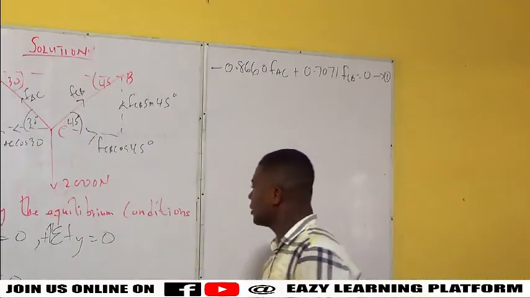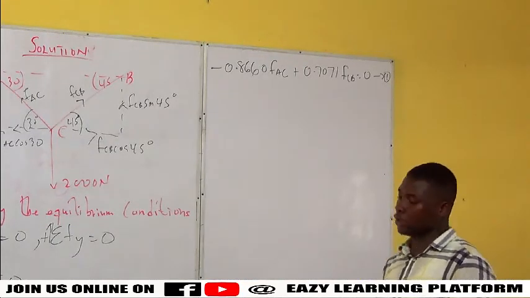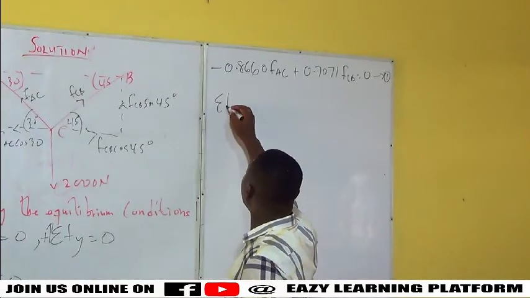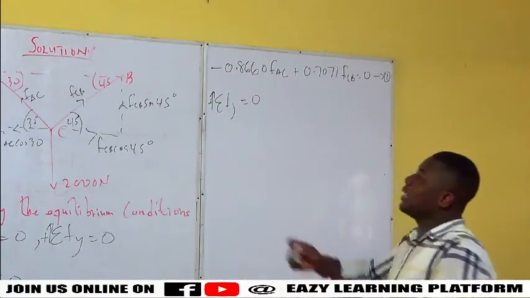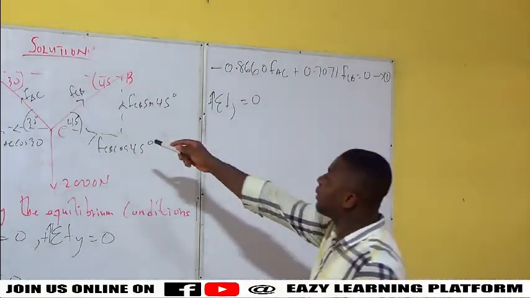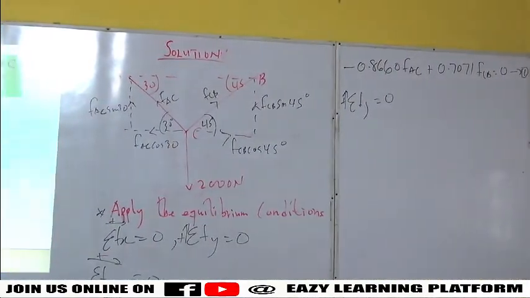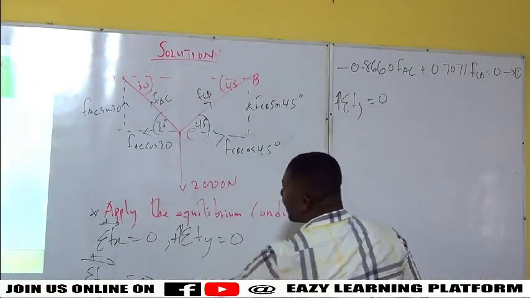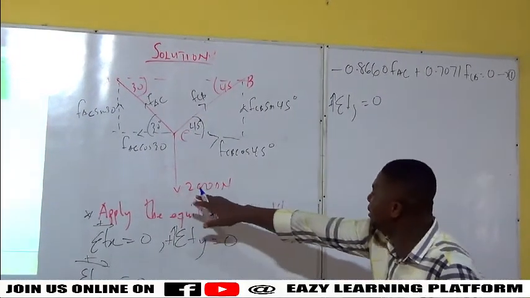So the next equation we apply is sigma Fy should be equal to 0. This direction is positive. So from the diagram, which of the forces are moving in the y? I can see FAC sine 30 and I can see FCB sine 45, and I can also see 2000 Newton down here.